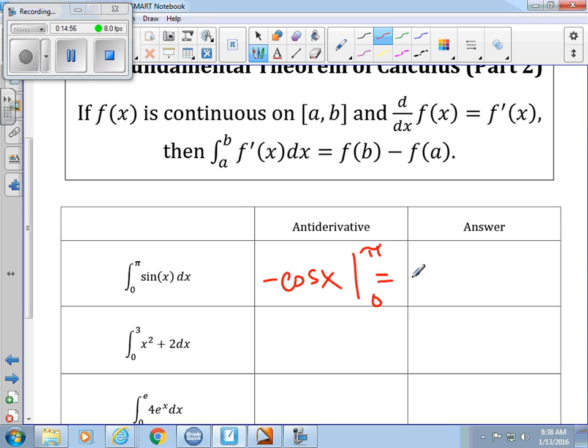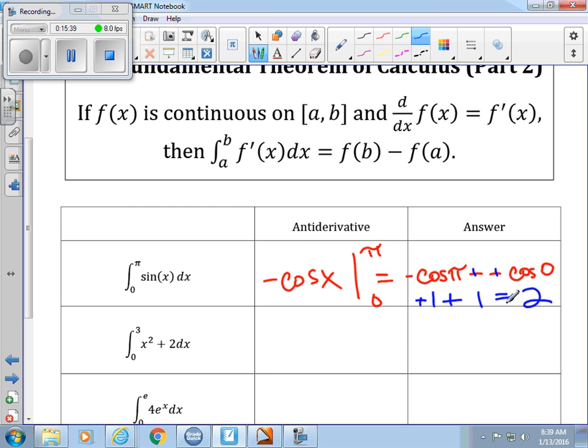So, the exact area is negative cosine of pi minus negative cosine of 0. When you minus a negative, what do you get? Positive. What's cosine of pi? Unit circle. Negative 1. So I have negative negative 1, which is positive 1. And what is the cosine of 0? 1. So the exact area under sine of x from 0 to pi is 2 units.